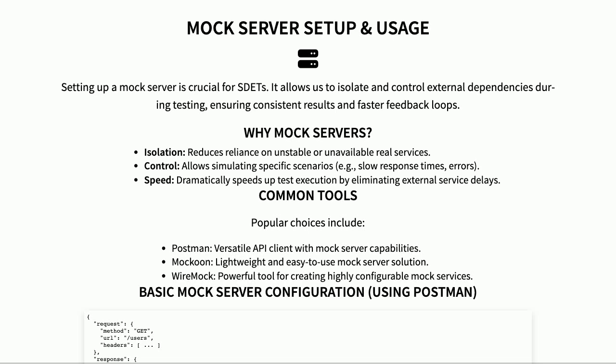There are a bunch of tools out there. Postman is really popular because it's versatile. Mockoon is super simple to use, and Mockito offers a lot more power if you need it. Let's say we want to mock an API endpoint for users. We can set up a basic request in Postman, specify the method like GET, the URL, and any headers, then define what our mock server should return, like a list of users with their IDs. It's all about creating consistent and predictable behavior during your tests. And don't forget to document those configurations. It makes things much easier for everyone in the long run.